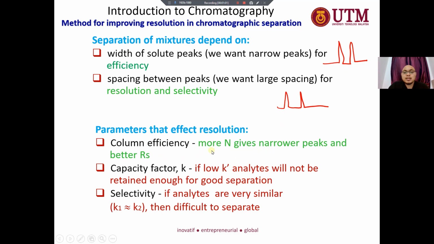For the column efficiency, more N gives narrower peaks and better Rs. In the capacity factor, if the capacity factor is low, analytes will not be retained enough for good separation. So analytes need to have an ideal capacity factor. For the selectivity, if analytes have very similar selectivity, then they will be very difficult to separate. So you need to calculate the selectivity. The selectivity number must be different between analytes.